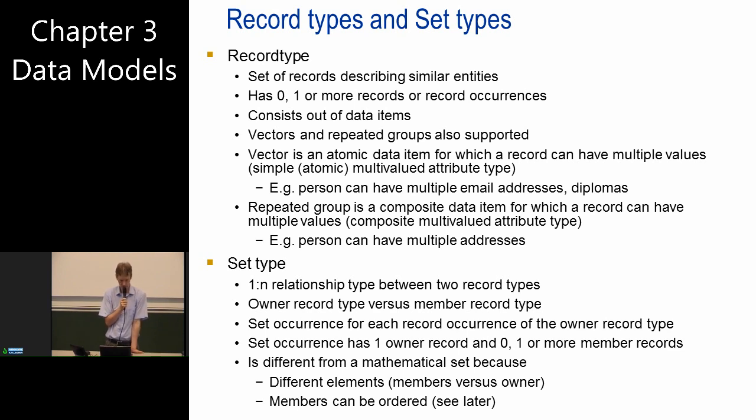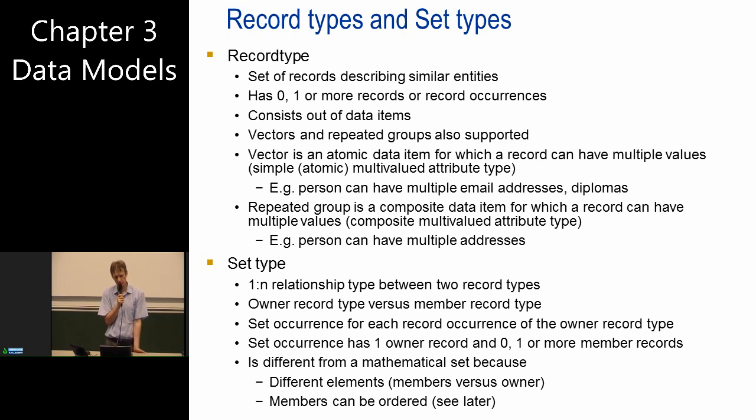It has 0, 1, or more records or record occurrences. It consists of data items. Well, this is all very similar to the hierarchical model. So we have a record type student that has data items, for example. Now, those data items can be vectors or repeated groups. Well, that's the first important difference.